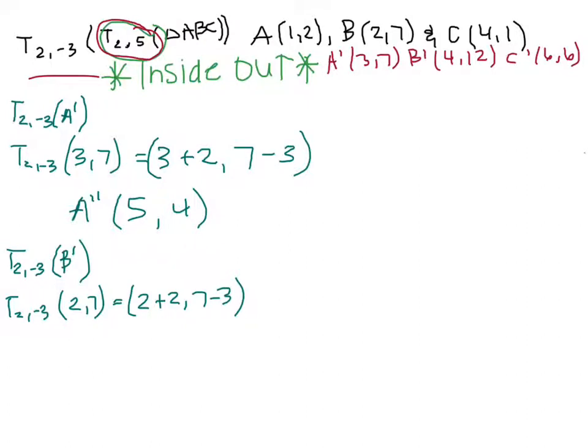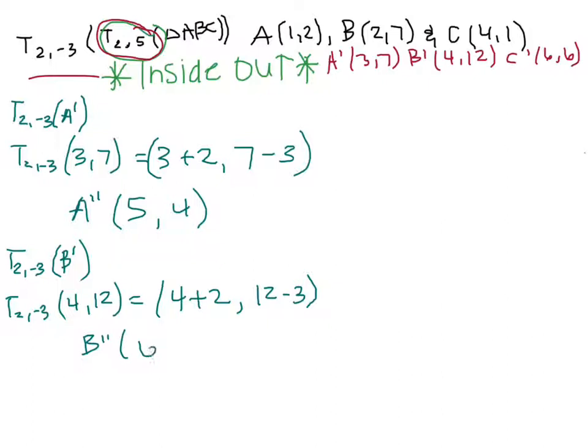Hopefully you realized that I used the point 2, 7 rather than using the point B prime. So let's go back and fix that really fast. We need to make sure we are using B prime. So we're using 4, 12, not the point 2, 7. So we have x plus 2, y minus 3, and B double prime is at the point 6, 9.